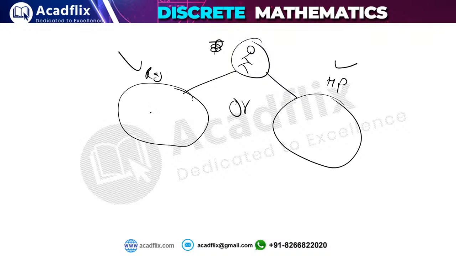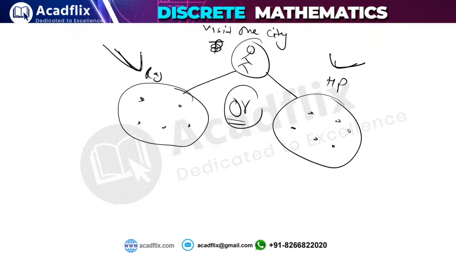Now let's assume you have marked 5 cities here, and any of these 5 cities you can visit. Similarly, let's assume here you have marked 6 cities, so you can visit any of these 6 cities. Basically, your task is to visit one city. So what you did, you divided this task into this task or this task, because you can either complete this task or you can complete this task.